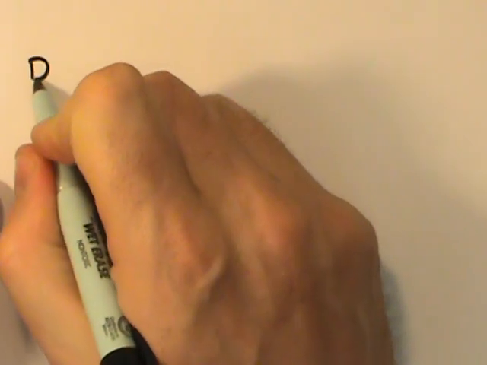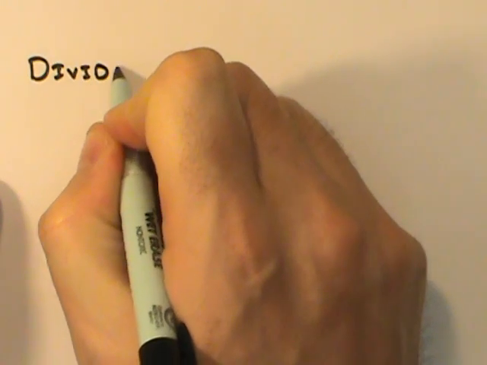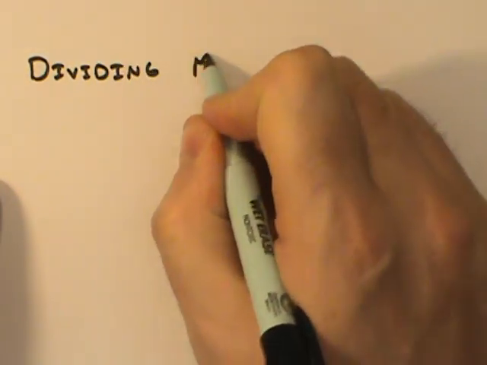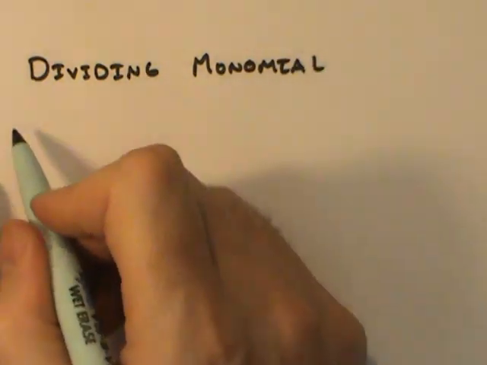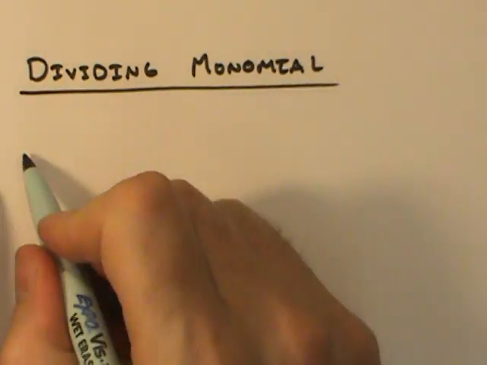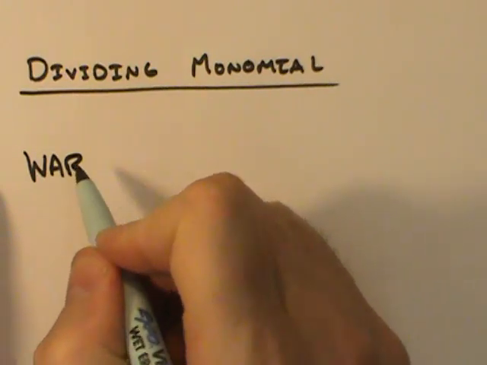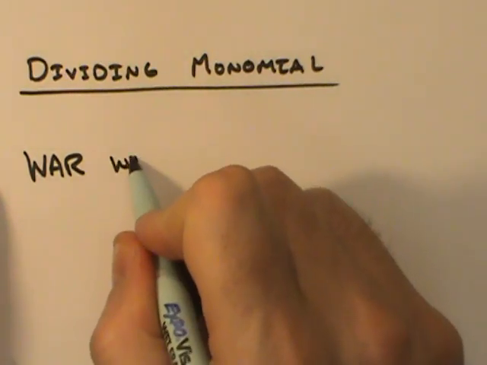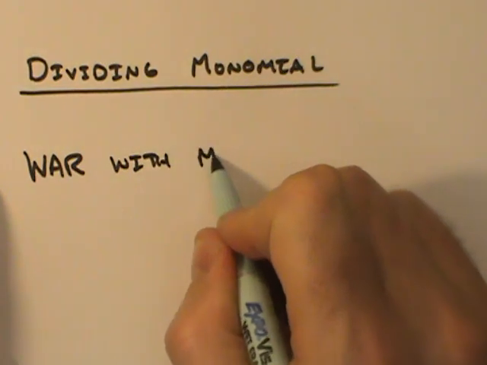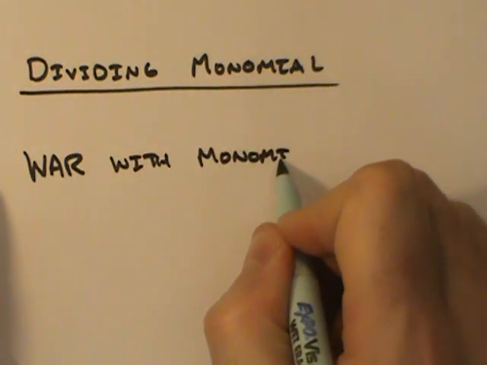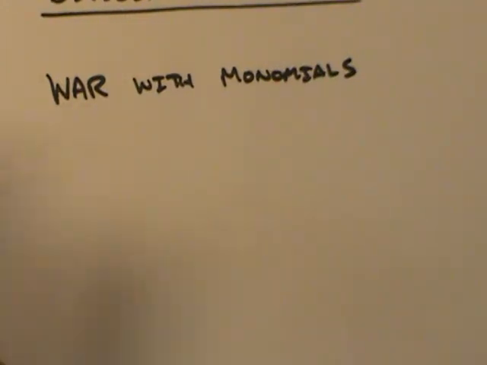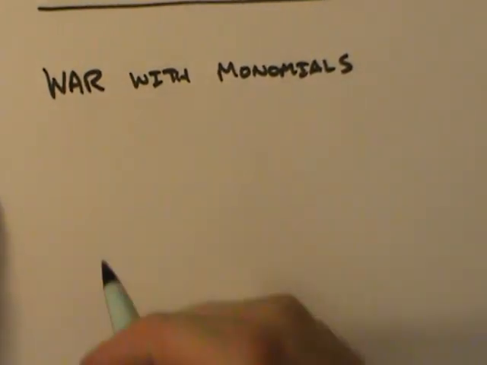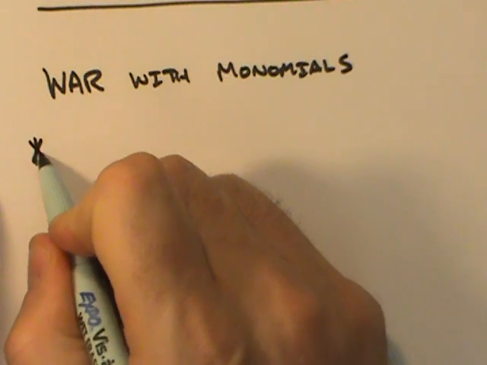As we try to introduce the idea of war, this is dividing monomials. And we're going to use a method that I like to call war with monomials. And the concept is a little bit elaborate, so I'm going to have to work through a couple ideas here. These are going to be our rules of engagement.